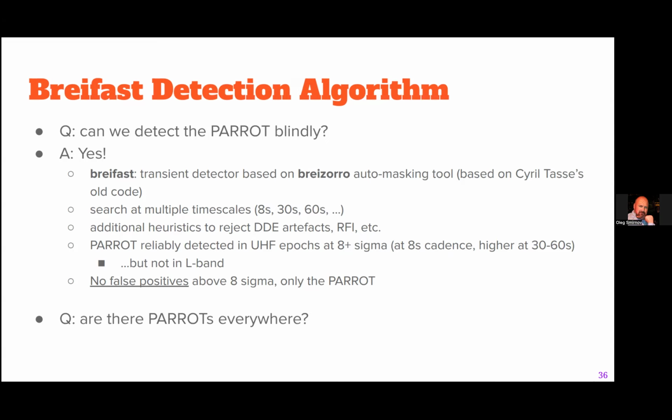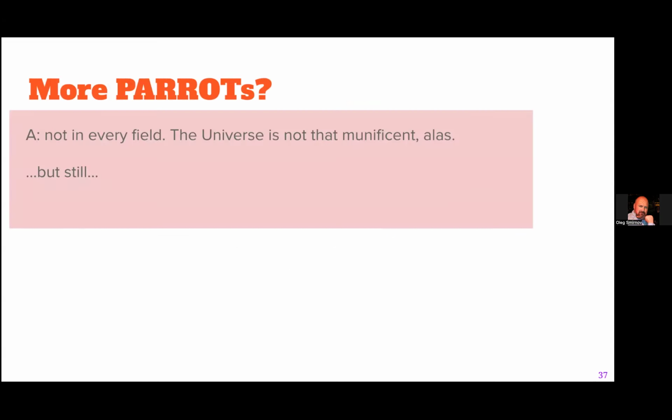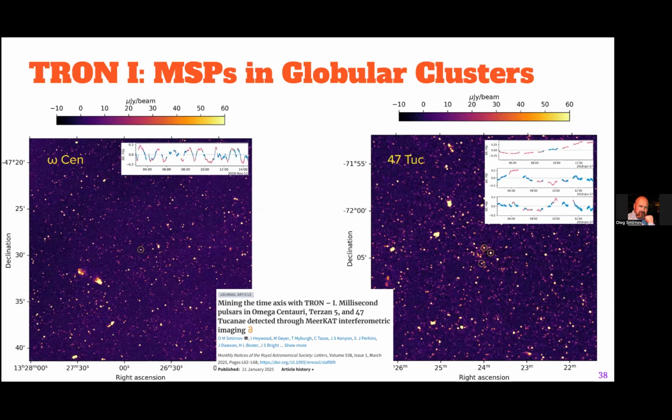So of course, now we could run it on real data, and the question is, are there parrots everywhere? The answer is, alas, not in every field. We have not found a transient in every field we've looked at, but we found quite a few. So I'll show you some results that we've got in this past year, or the first year of running this thing. So this was the first paper, the first letter.